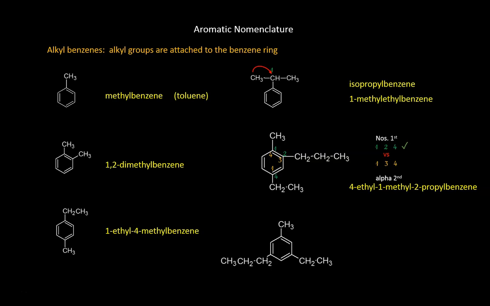Try this one. Did you get this name? Since the order is 1, 3, 5 in either direction, we focus on the first letter. P for propyl, E for ethyl, M for methyl. This name is the result.